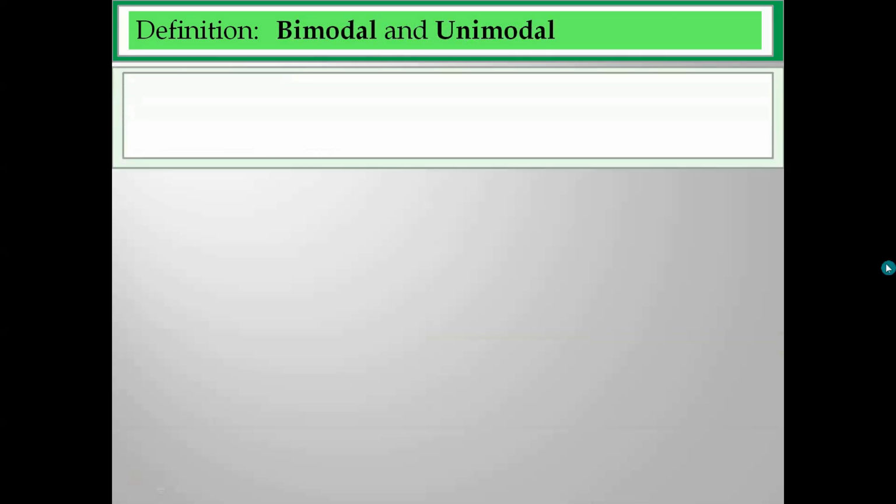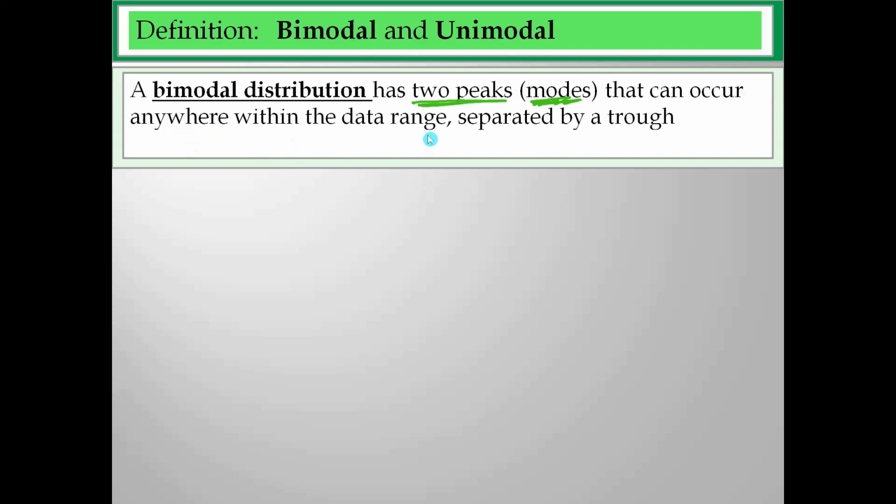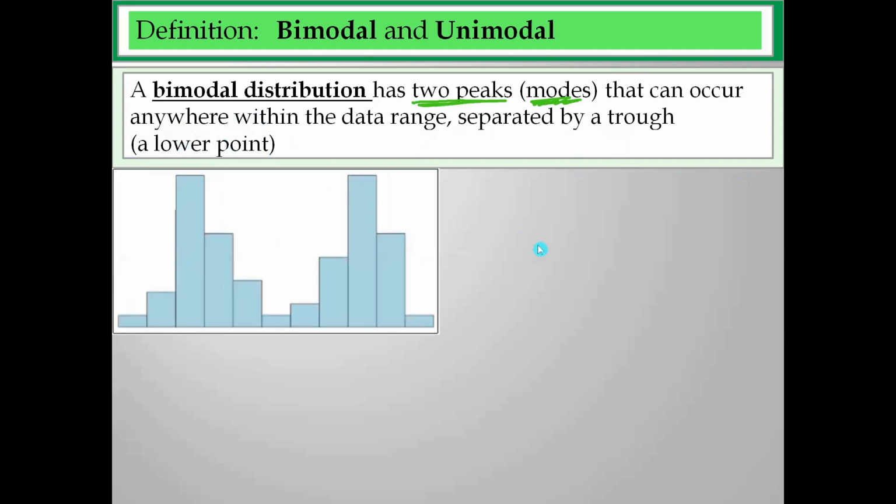Now let's talk about bimodal and unimodal. A bimodal distribution has two peaks, or modes, that can occur. So we're looking for two modes, meaning two peaks that have the exact same height, anywhere within the data range, separated by a trough, a lower point. Let's look at our picture here.